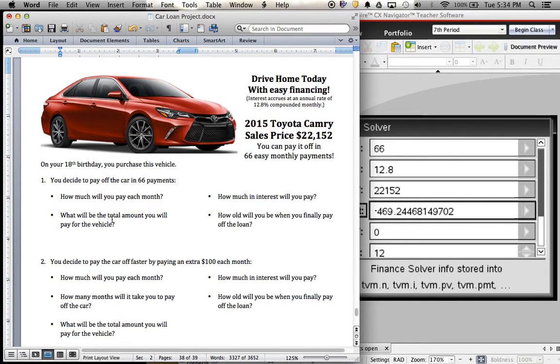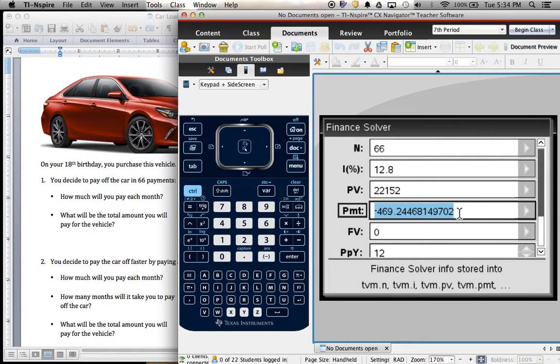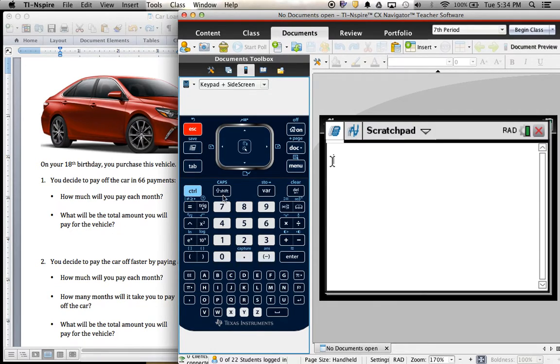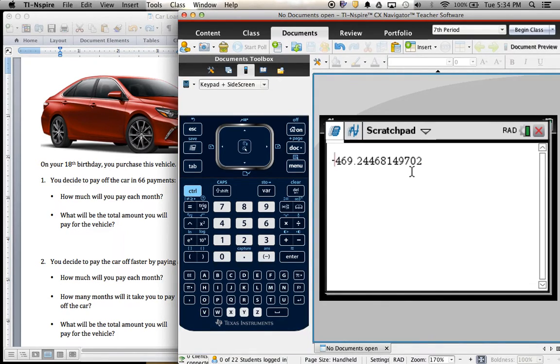Now, when you're trying to figure out the total amount that you will pay for the car, you're going to take your payment amount, the $469. Okay, you're going to take this amount, push Control C to copy that. Push Escape to get out of the finance solver, push Control V to paste it. Okay, and then notice it included the negative. I'm just going to get rid of that negative because I don't need it.